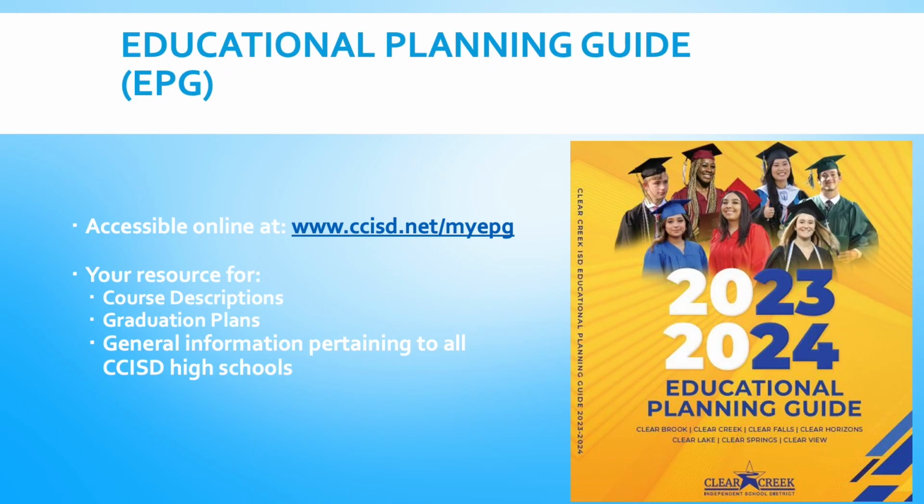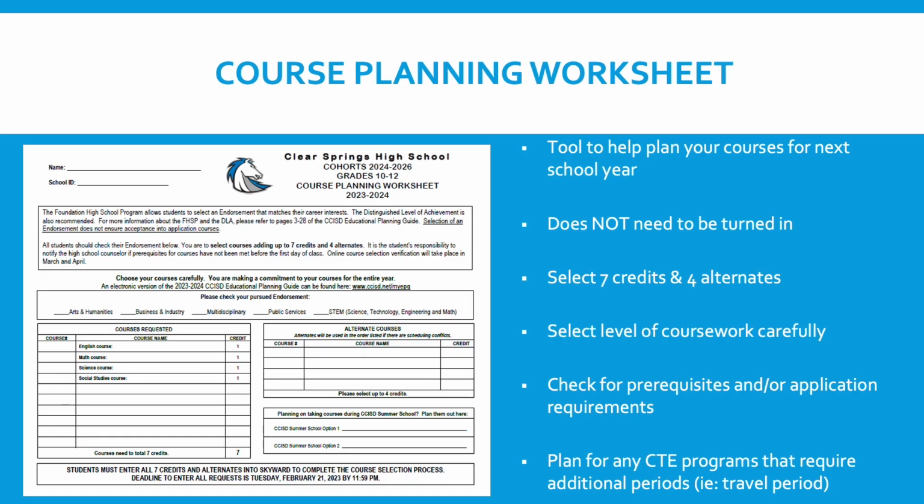Along with the materials you received in home base, the Educational Planning Guide, or EPG, is also a great resource for selecting courses. It is accessible online at ccisd.net/myepg. The EPG is your resource for course descriptions, graduation plans, and general information pertaining to all CCISD high schools. Now let's look at how to select your courses.